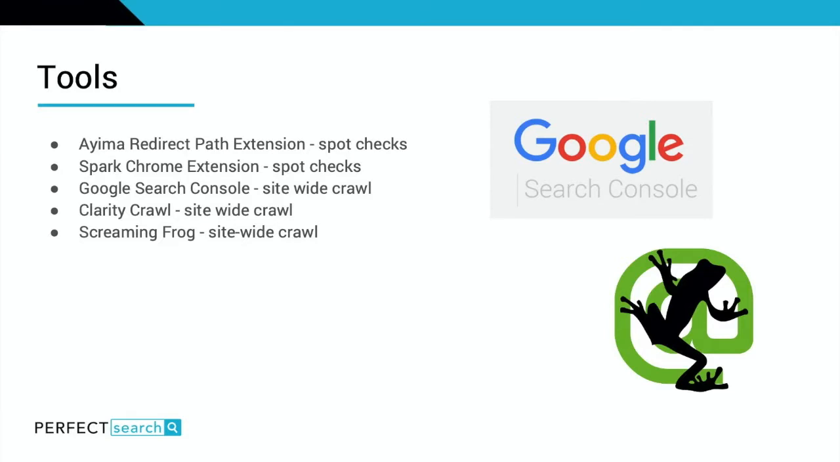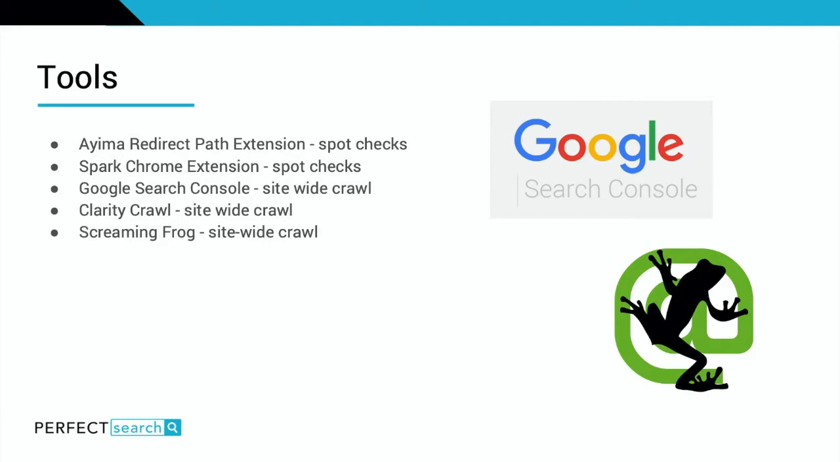There's a number of different tools that you can use to find out what an HTTP status code of a specific URL might be. The first is by using some Chrome extensions. We've listed out two, one called the IAMA redirect path extension and another called the Spark Chrome extension. These are essentially extensions that you put onto your browser, and it'll show you real time what the status code of that specific URL is.